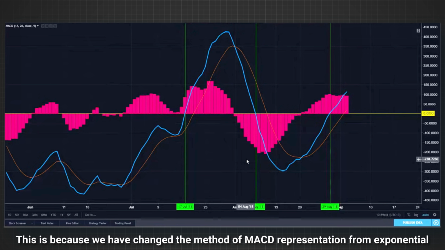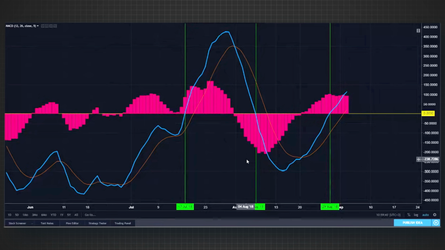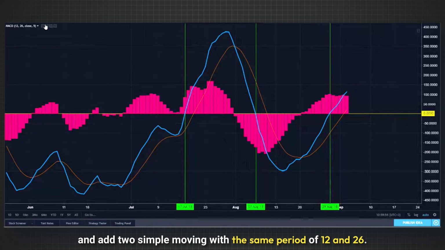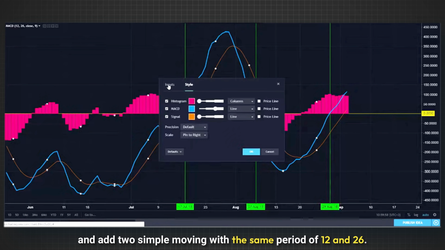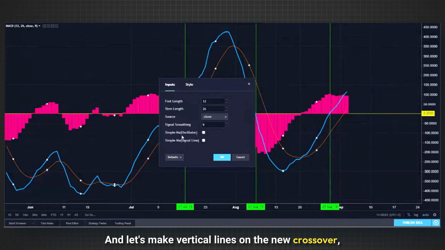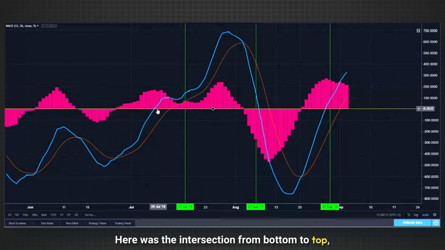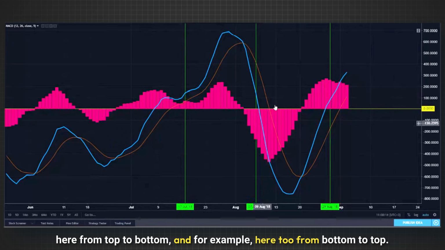This is because we have changed the method of MACD representation from exponential to simple. To do this, we need to remove 2 exponential moving averages from the chart and add 2 simple moving averages with the same periods of 12 and 26. And let's make vertical lines on the new crossover, but their color will not be green, but for example, white. Here was the intersection from bottom to top, here from top to bottom, and for example, here too from bottom to top.